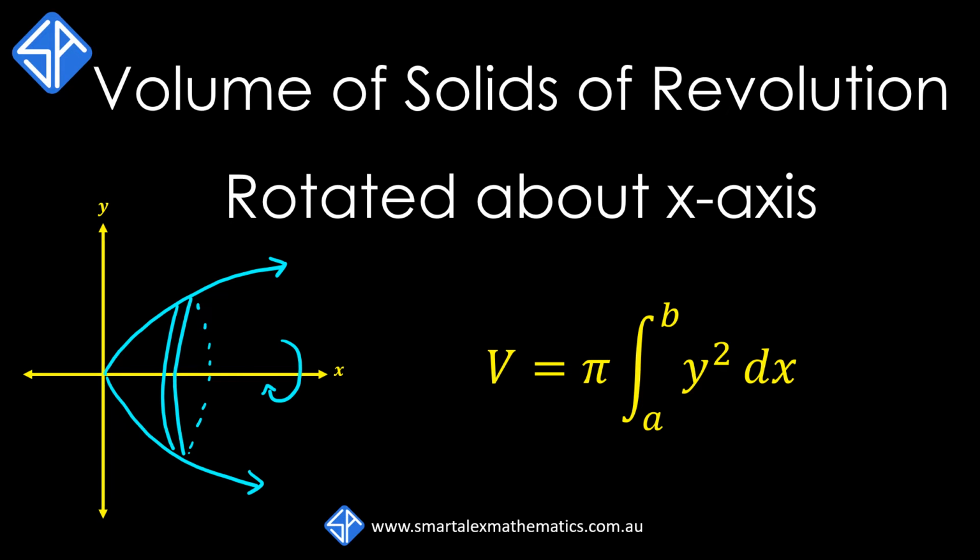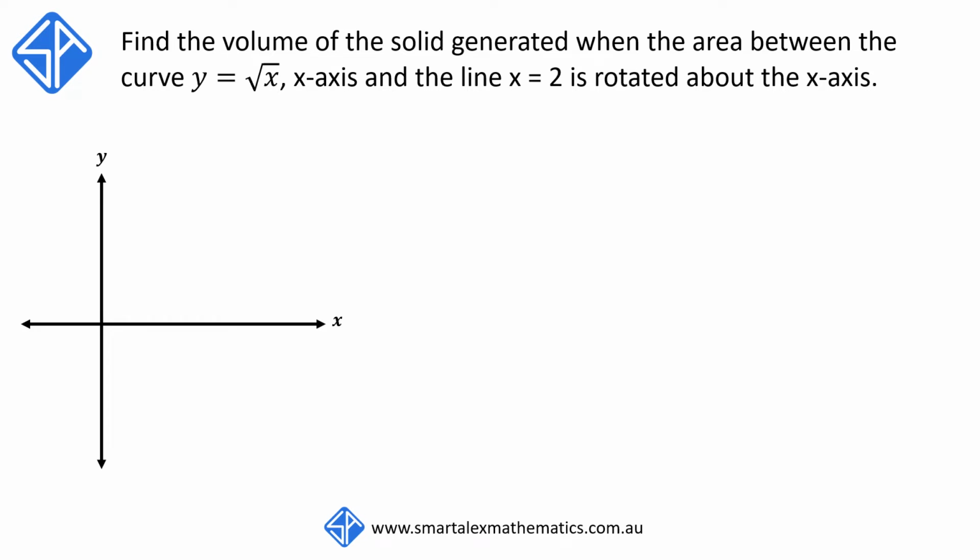In this video, we're going to look at how to find the volume of solids generated when we rotate the area underneath the curve about the x-axis using integration. For our example, we're going to be finding the volume of the solid generated when the area between the curve y is equal to root x, the x-axis, and the line x is equal to 2 is rotated about the x-axis. This is what the curve y is equal to the square root of x looks like.